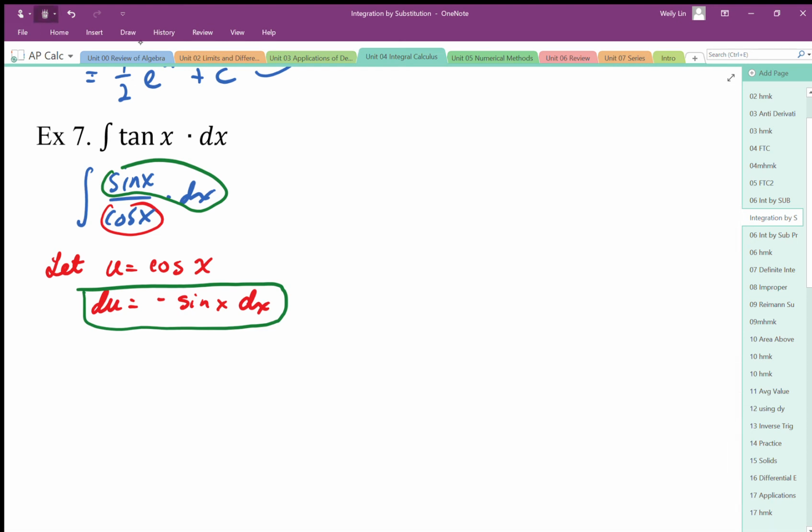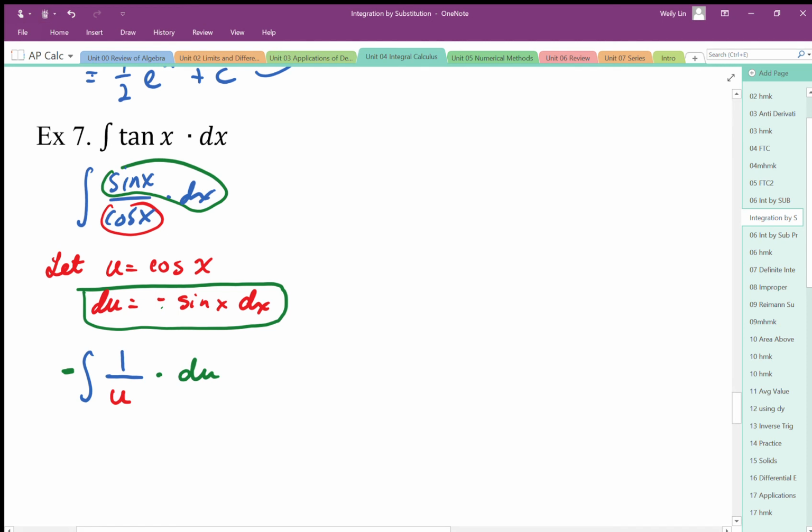So I'm going to rewrite that expression again. The integral of 1 over u. Instead of cos x, I'm just going to replace that with u. And then I'm going to replace the sine x dx with negative du. So I'm going to put the negative out here. The sine x dx, the negative just goes to the outside here, and then I replace that sine x dx with du. So there it is.